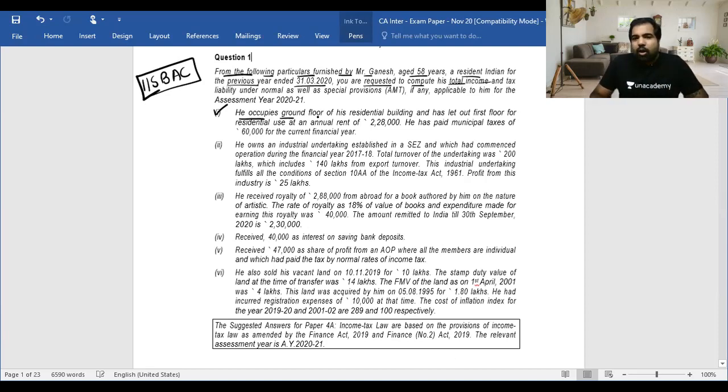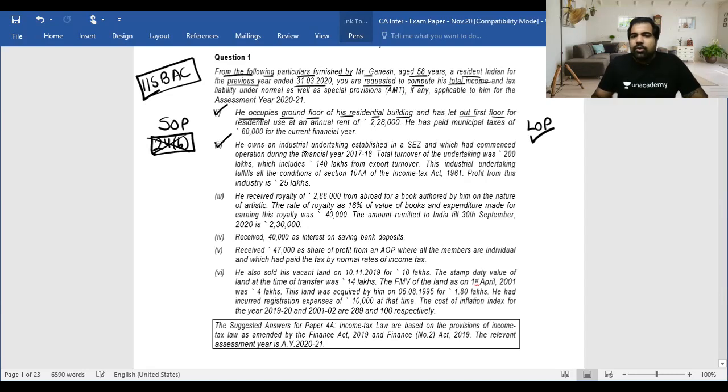He occupies the ground floor of his residential building and has let out the first floor. So there is one SOP and there is one LOP. In LOP, there will be no change at all. LOP is just what you know: you take expected rent, actual rent, minus unrealized rent, all of that. Nothing changes. In SOP, you will not get 24B. If there is any interest, you will not get that. That's what in the first one.